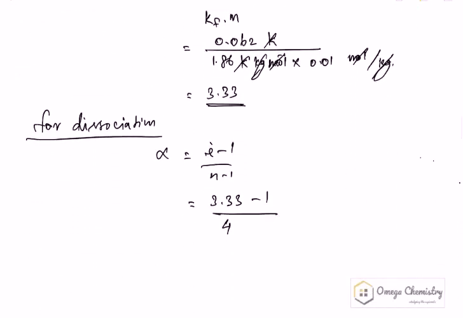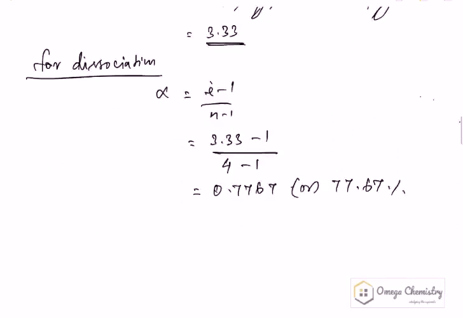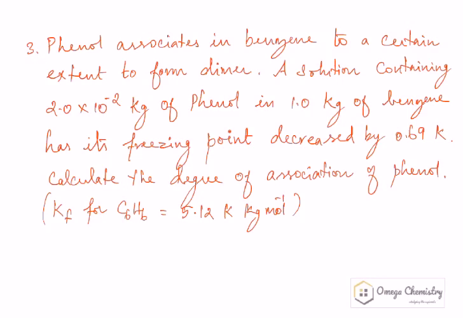Okay, so totally 4 ions, so 4 minus 1, which will give me 0.7767 or 77.67%. Fine.